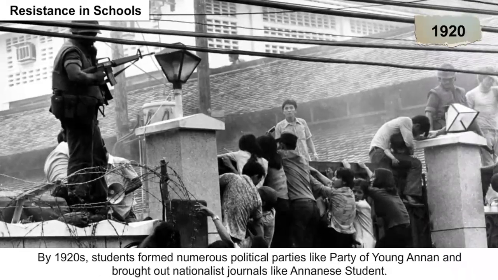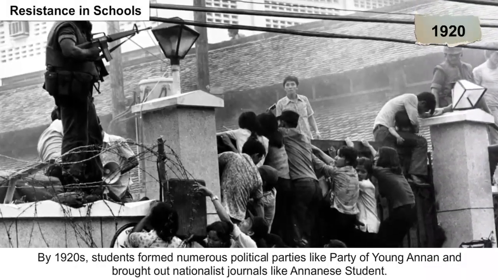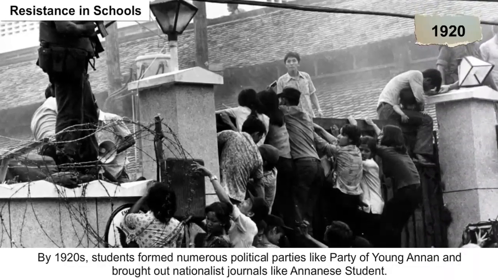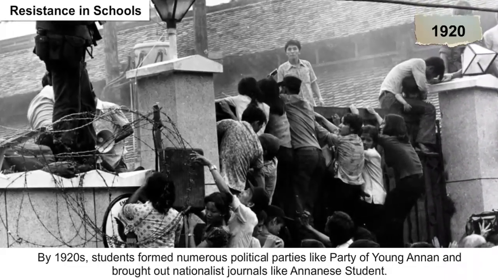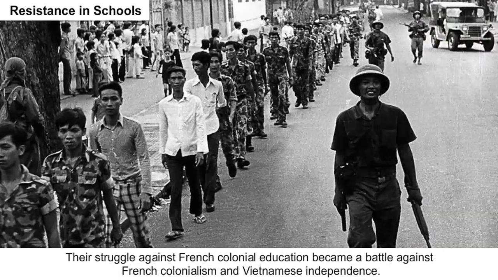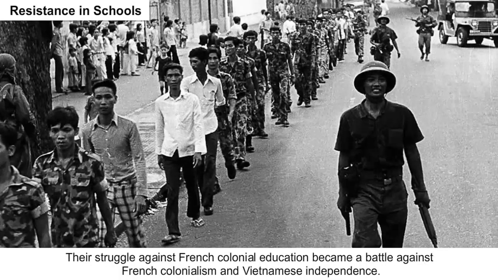By the 1920s, students formed numerous political parties like the Party of Young Annan and brought out nationalist journals like Annanese Student. Their struggle against French colonial education became a battle against French colonialism and for Vietnamese independence.